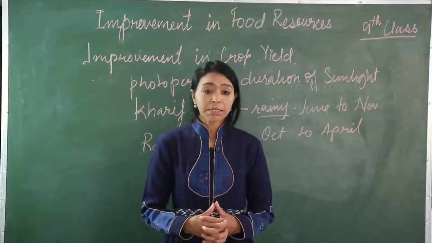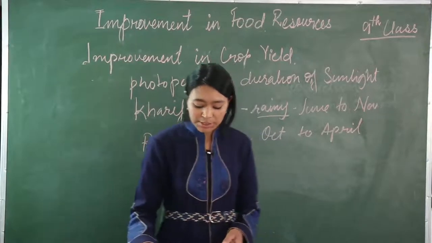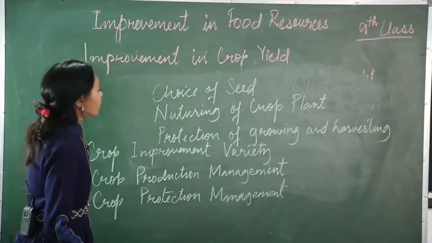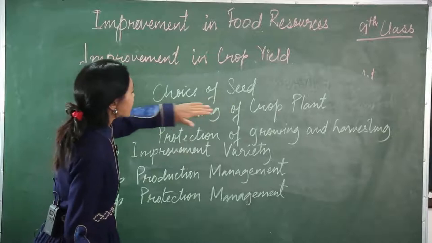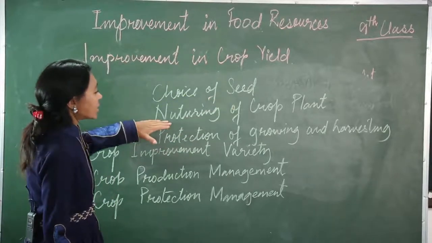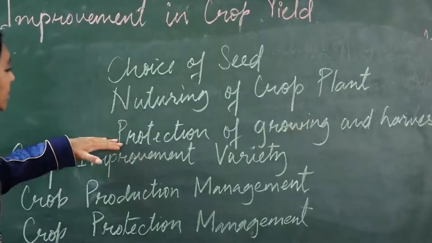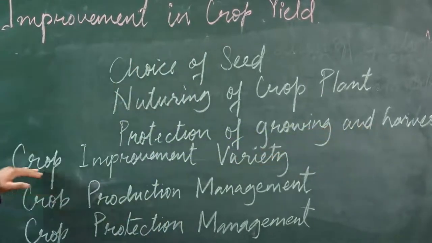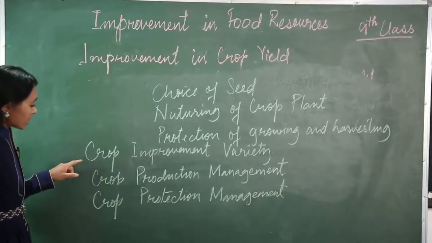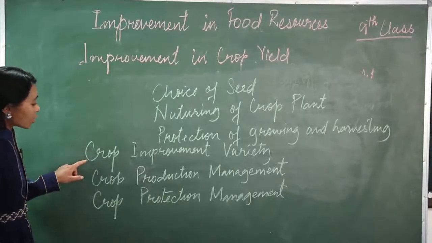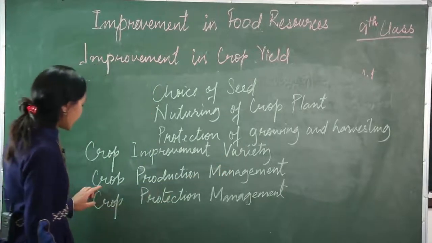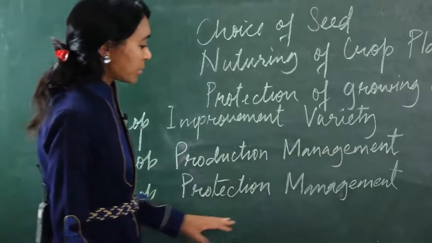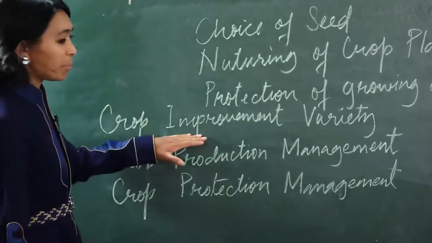There are three stages to increase the production. First is the choice of the seed, second is the nurturing of crop plants, and third is the protection during growing and harvesting. Now, first we have to look upon the crop improvement variety, second crop production management, and the third is crop protection management. First we will take the crop improvement variety.